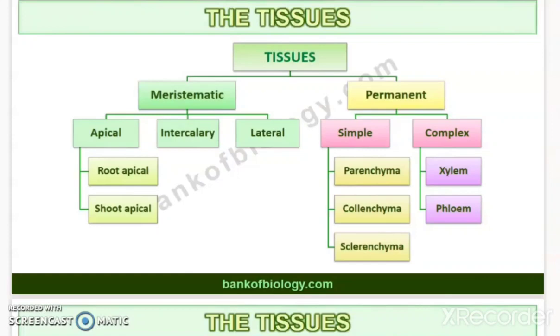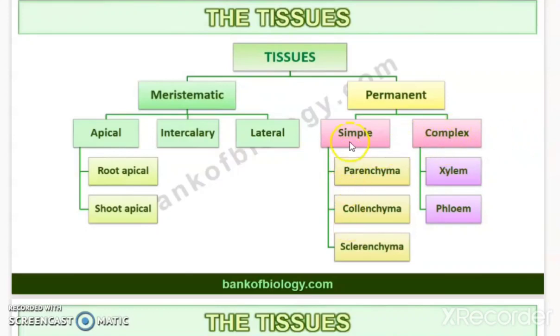So what is the difference between meristematic and permanent tissue? Meristematic tissues are the ones which have the capability to divide, and permanent tissues will not show division, right? So they lose the ability to divide. That is why they are called permanent tissues. Permanent tissue is divided as simple and complex tissue. So what is simple tissue? These are tissues which are made up of only one kind of cell. And what is complex tissue? Tissues which are made up of more than one type of cell are called complex tissue.